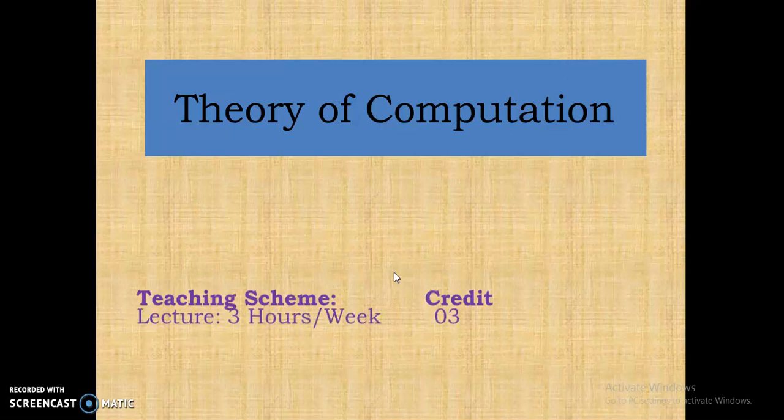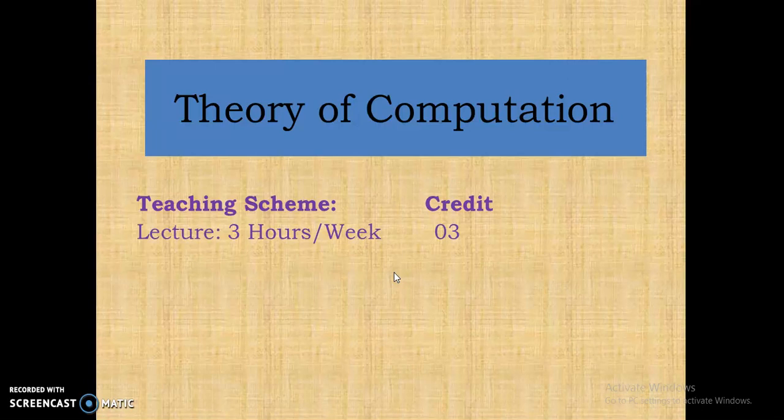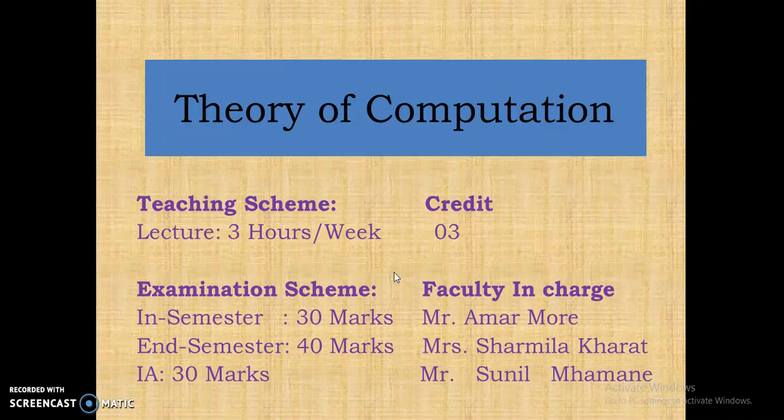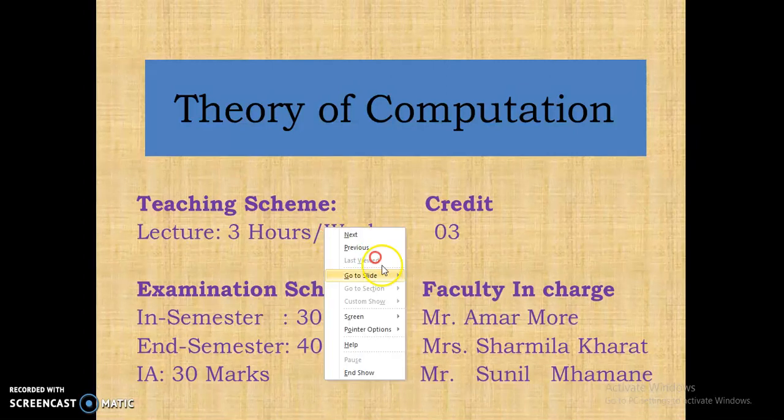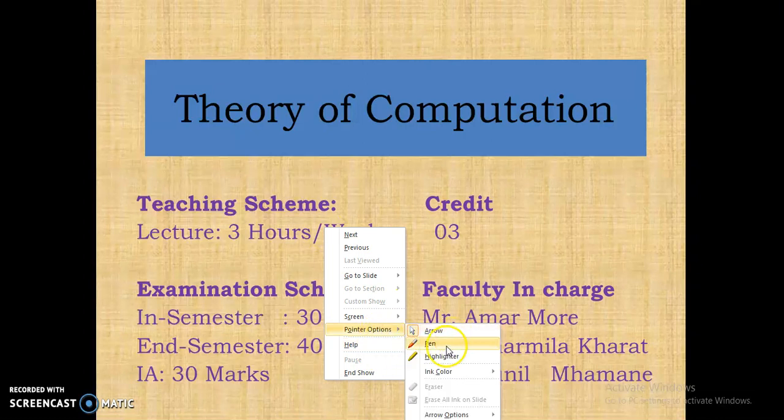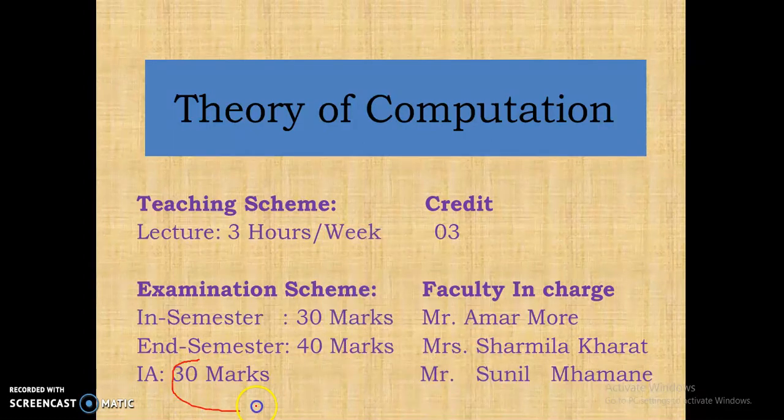Okay, so now let me start with the teaching scheme. So we are going to get around 3 hours per week, and credits assigned for this subject is 3 credits. And talking about the examination scheme, okay, so in semester it is of 30 marks, end semester is of 40 marks, and IA is given for 30 marks. So please make a note here that we are going to give you 30 marks here. Okay, so these 30 marks will be there. So you might have got 20 marks here in second year, but here for third year you are going to have 30 marks.